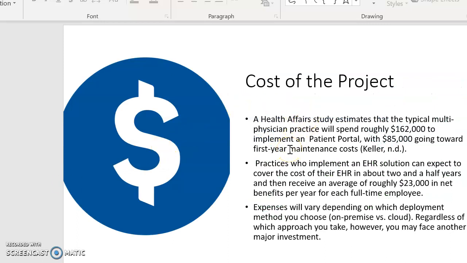As far as the cost of the project, studies show it's over $100,000 to implement a full robust patient portal, and it costs about $85,000 for the maintenance fees to keep it up and running. And within some practices, on average, they spend about $23,000 prior to adopting the patient portal. They pay about $23,000 in net benefits for staff to help launch the program.